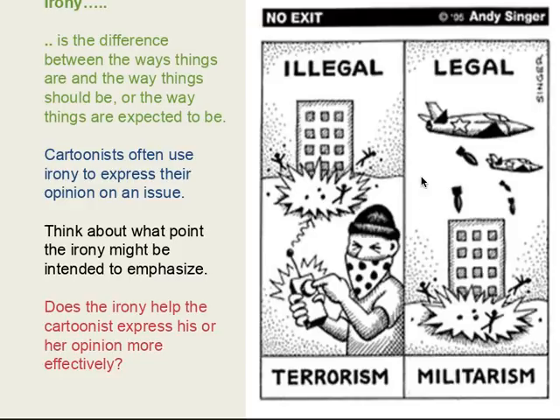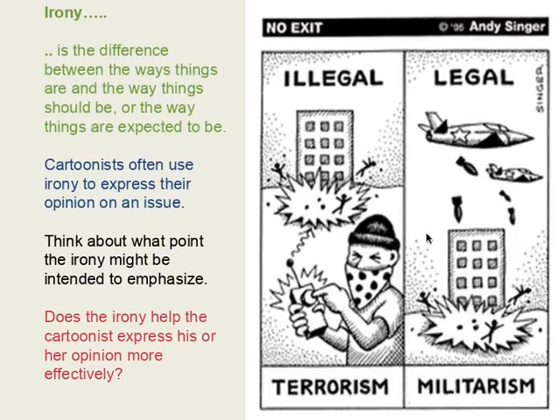We have irony, where we're looking at the difference in ways things can be looked at. Often irony relies on making fun of or observing how hypocritical things can be. So for example, in this cartoon, we have a building with people dying, being blown up. And in one frame, it says illegal. The other one says legal. And the only difference is who's actually blowing it up.